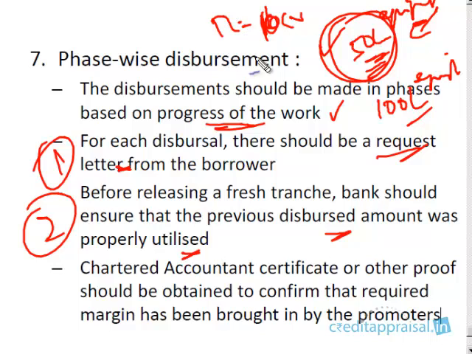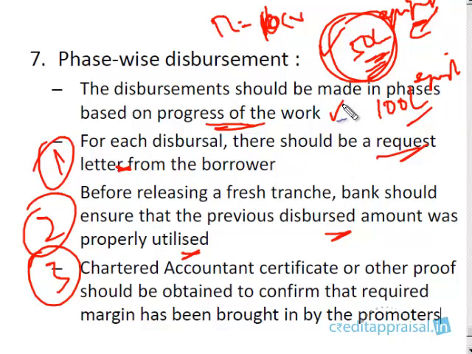Was this equipment purchased? Was it installed? Right? Was the margin brought in? So you have to ensure, first of all, the previous disbursement was proper in all respects, and then you can go for the second disbursement. Third, you have to obtain an independent professional certificate from an independent professional like a chartered accountant, and confirm that the required margin has been brought in by the promoters.